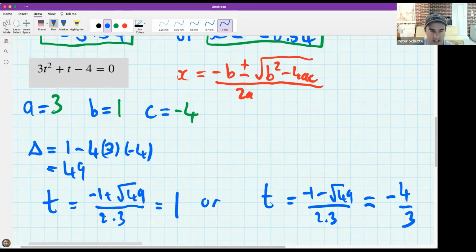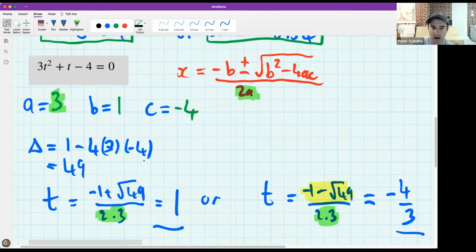So I get -4/3 as the one answer, and I get 1 as the other answer. So just to show you how I got the second one, I had -1, and then I took away 7. So I got -8, and then it's -8 divided by 6, because at the bottom here, it's 2 times 3. Because in our formula, we have 2a, and we know that a's value is 3. So you should have got those 2 answers.